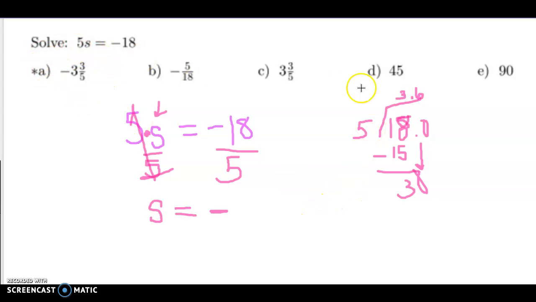This is a fraction. So if you want to, you can just say 5 goes into 18 3 times with 3 left over, and the denominator stays the same. And a negative divided by a positive is a negative. So there's my answer right there. Don't let the fraction scare you.